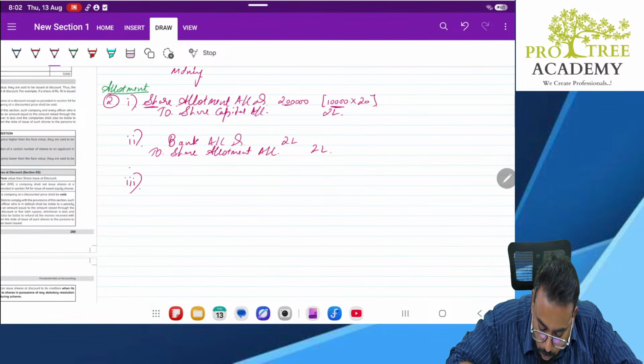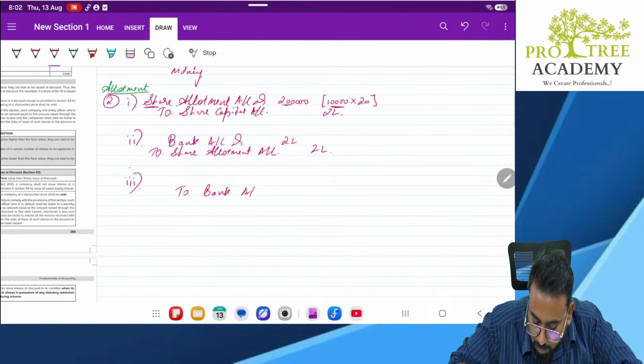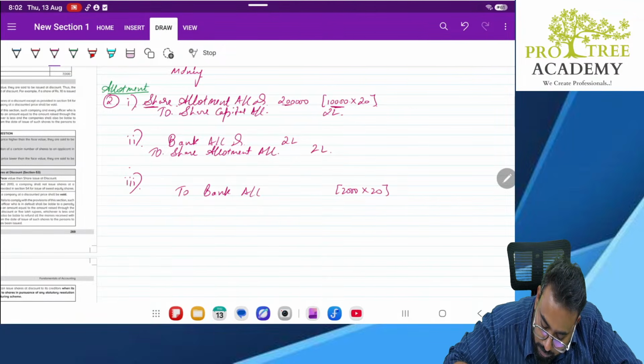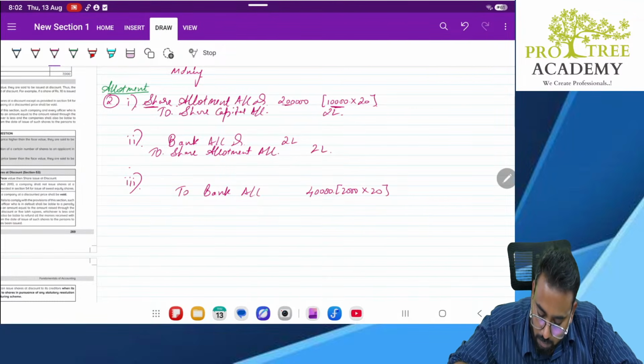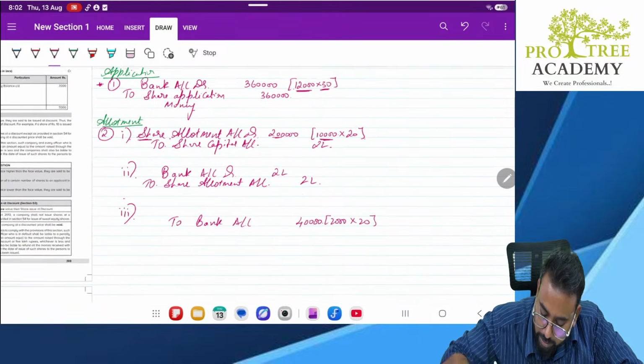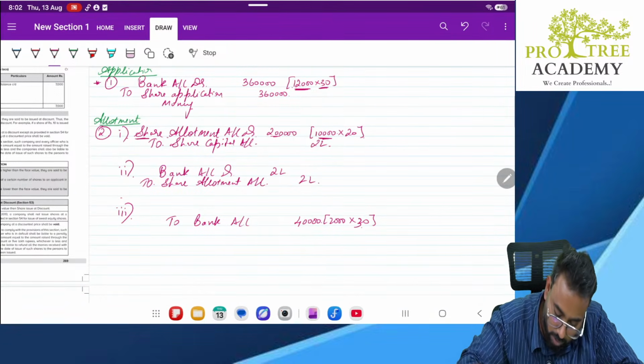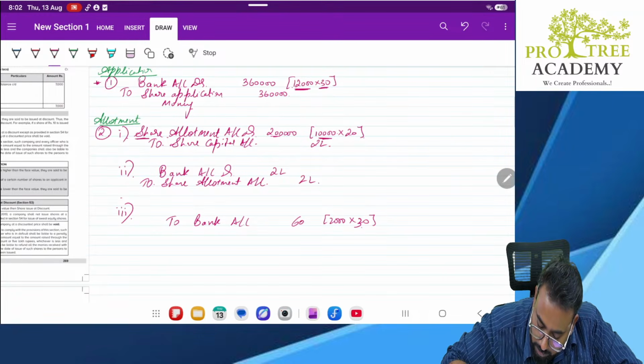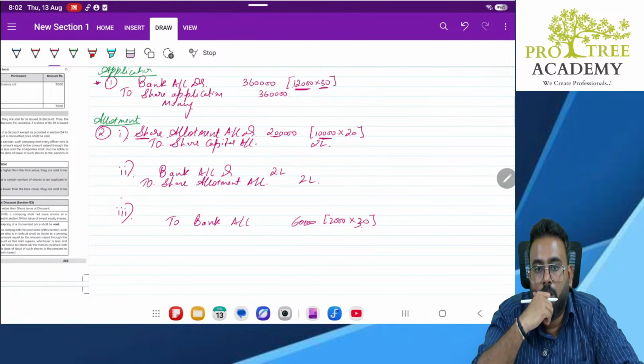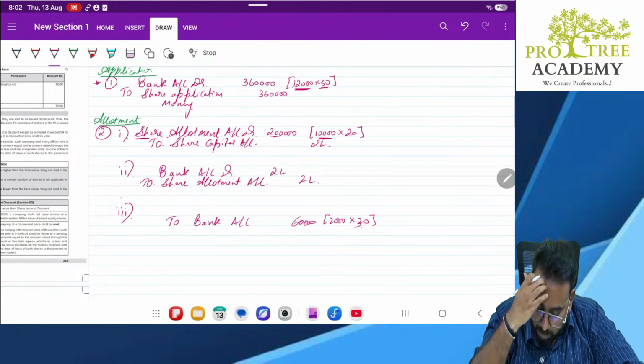So to the bank account, how much, sir? 2,000 shares into 30 each. That is 60,000. Right? Yes, sir. What is debit, sir? What will come in debit?